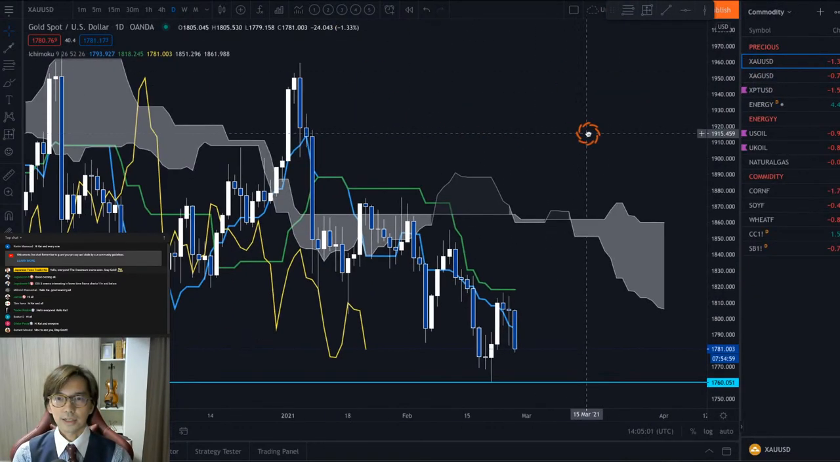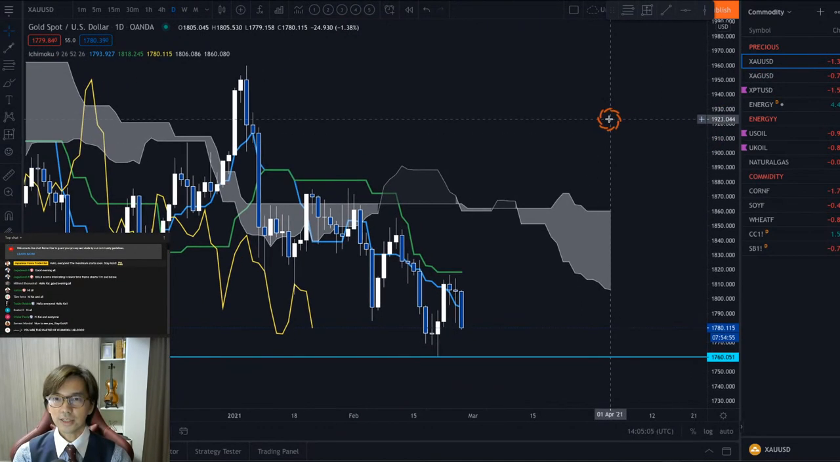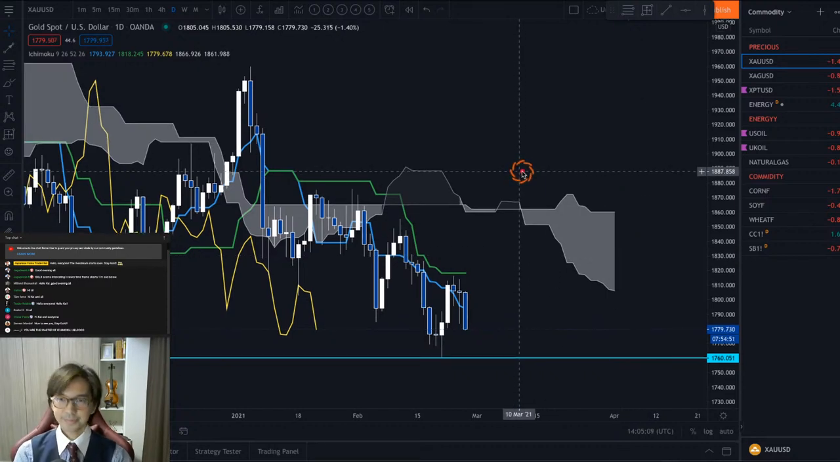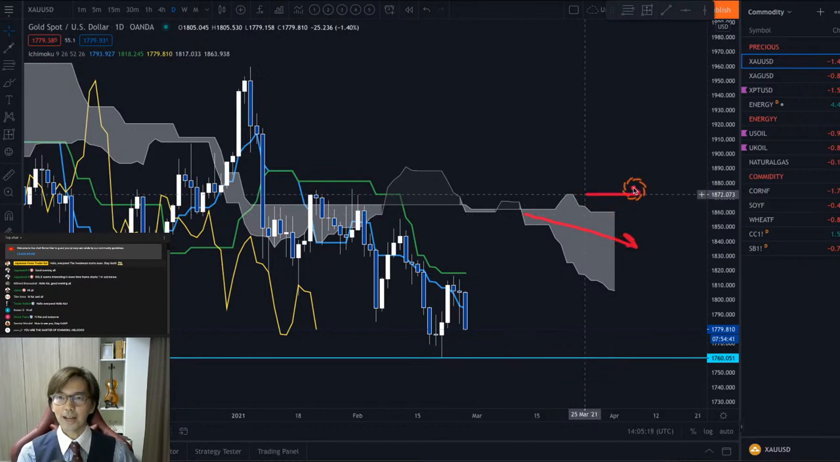And let me talk about this one on the daily chart. On the daily chart, this is bearish simply because the price is below Tenkan Sen and Kijun Sen, and the Kumo is downtrending now. We see the Senkou Span B flat and Senkou Span A is downtrending.